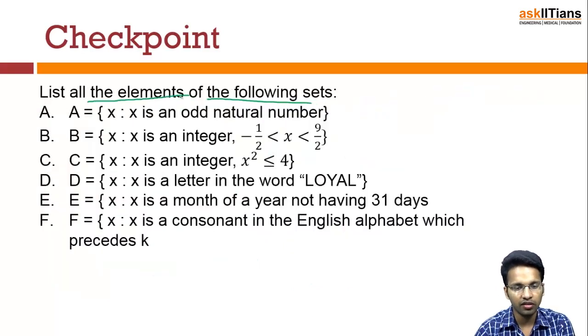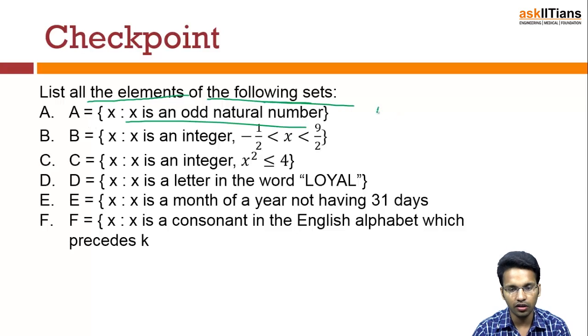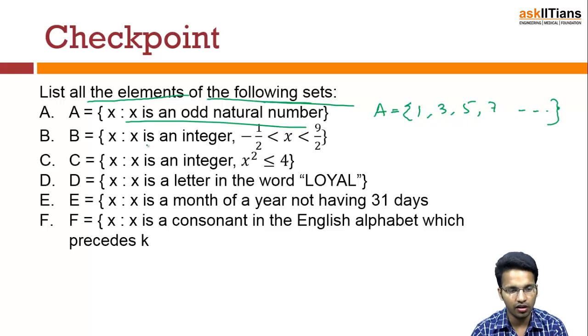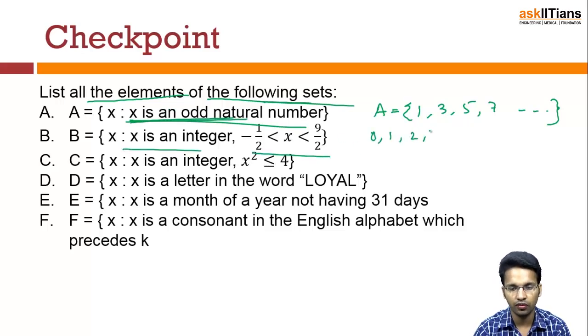Now list all the elements of this set. This is again simply set builder to roster form. x is an odd number. So how are you going to write that? 1, 3, 5, 7 and dot dot dot. This is how you're going to represent the elements. Obviously you cannot list elements where the number is huge. x is an integer between -half to, so 0, 1, 2, 3, 4. Now these are a bit easier to write and list. Talking about the C part, x square is less than, again this is very easy.